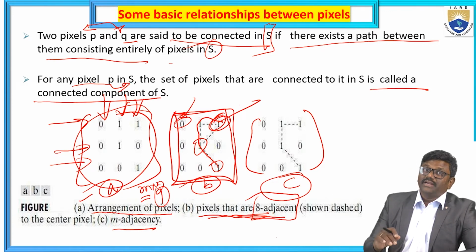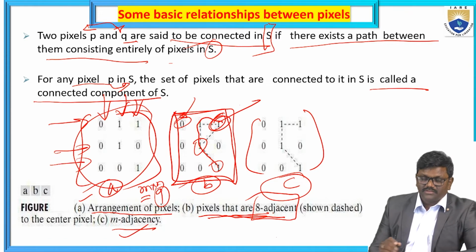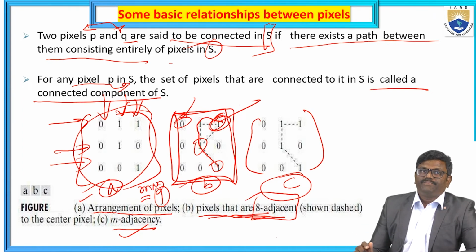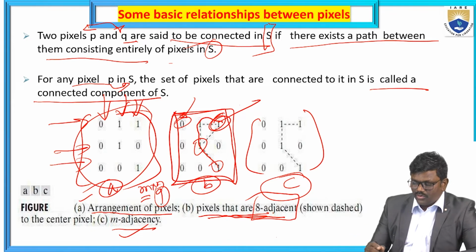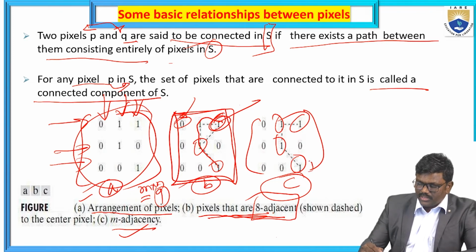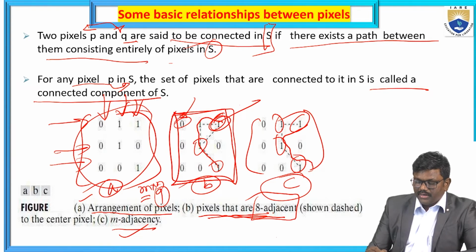So to find that relationship in terms of shortest path, we use the 8 adjacency process, or else we see the M adjacency. What do we mean by M adjacency? Mixed adjacency. So we are going to keep mixed adjacency like this. That path is the only one we connect once.